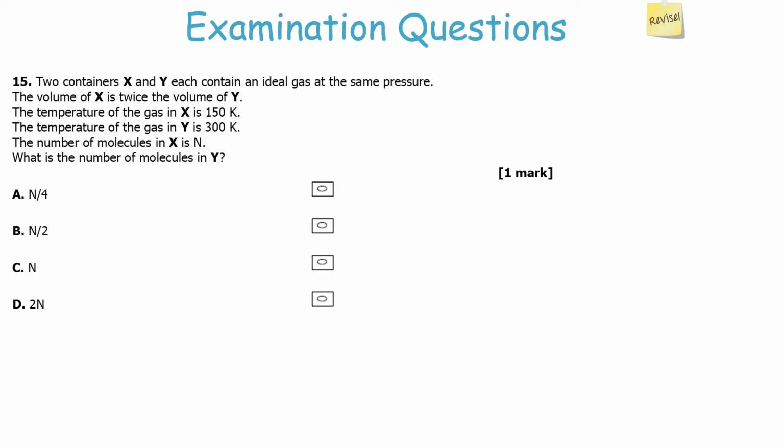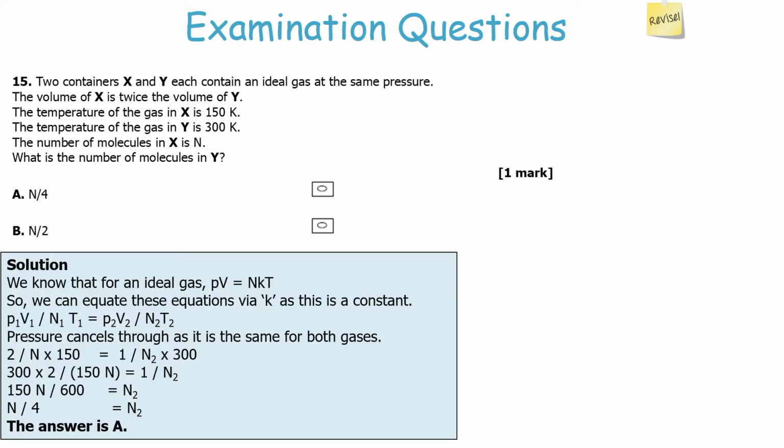Right, so how would you answer this question? Well, we know that for an ideal gas, PV is equal to NkT. It's important to say that we can equate these equations for each gas via the k because k is a constant, so it's the same for both gases. We therefore can say P1V1 over N1T1 is equal to P2V2 over N2T2. This is a good trick you can do with all the ideal gas equations when they have constants in them. Now, you'll notice they both have the same pressure, so pressure cancels through because it's the same for both gases.